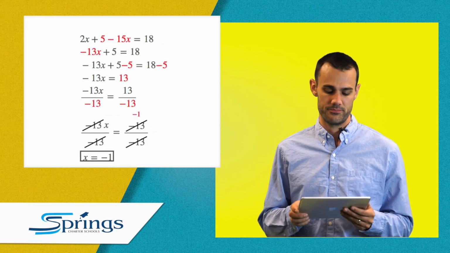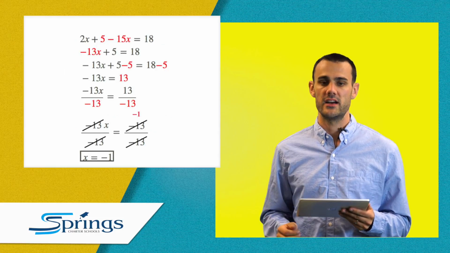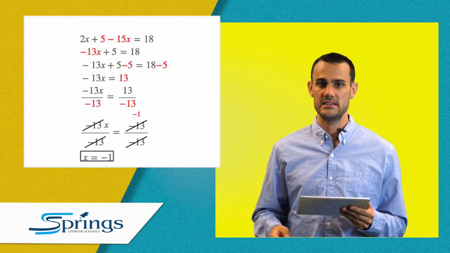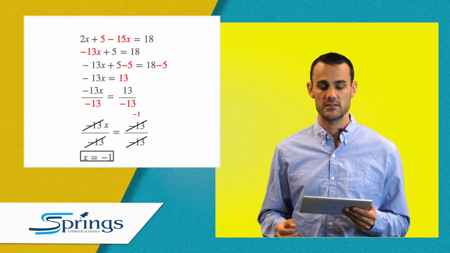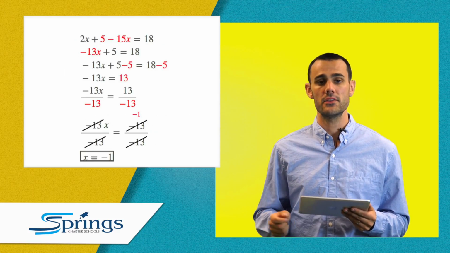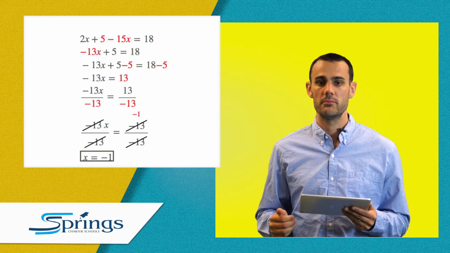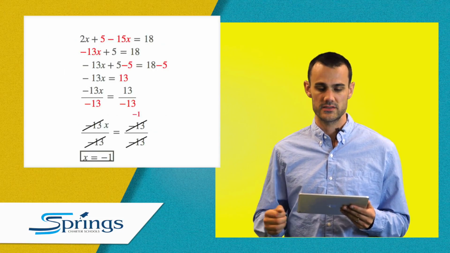And this is what it looks like. 2x plus 5 minus 15x equals 18. Now we're going to combine some like terms here. We have 2x's and negative 15x's. If I add those two together, you can see here in red below we have negative 13x plus 5 equals 18.